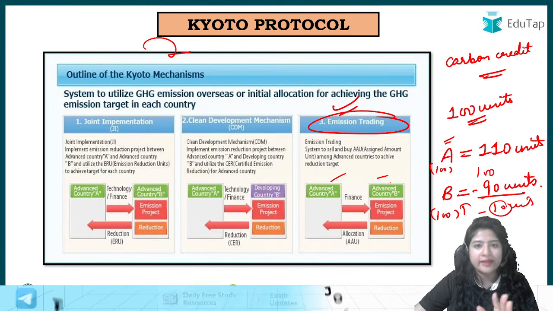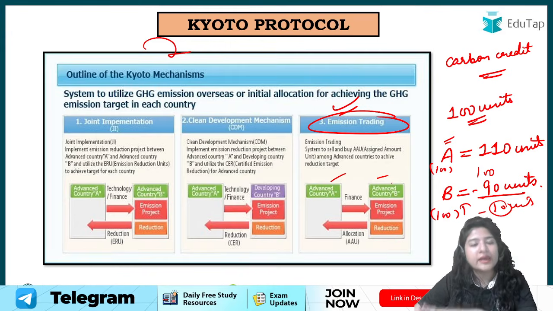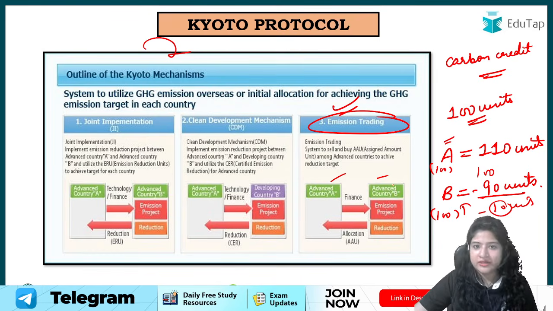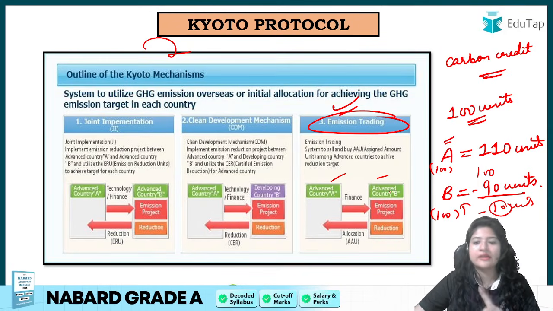ठीक है, तो if country A has emitted more units of carbon and B has emitted less, so A can directly buy those 10 carbon credits. ठीक है, and in this way country A can save itself. ठीक है, तो one case is this.